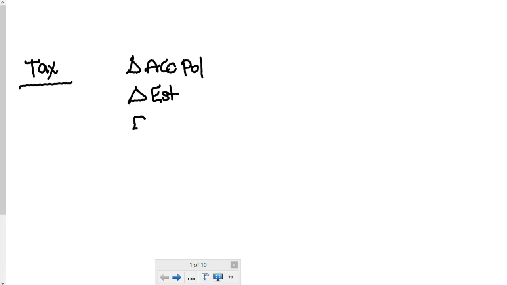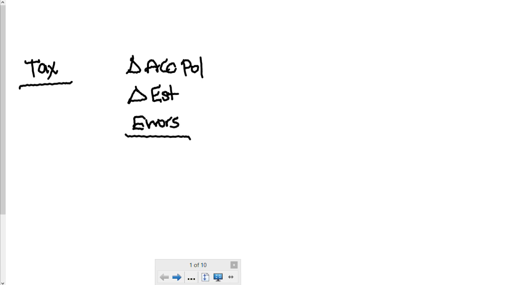Okay, let's do a quick revision, and then we're going to start working through the October 2015 paper. So we started off the module looking at tax, and then we looked at changes in accounting policy, changes in estimates, and errors.